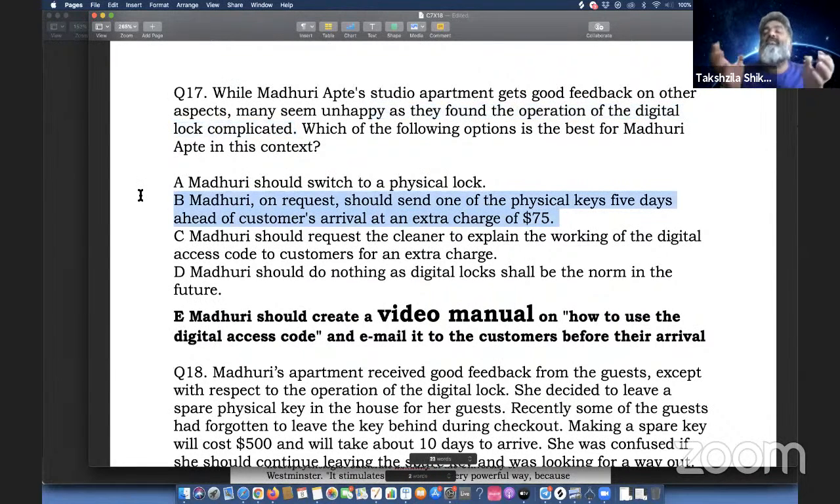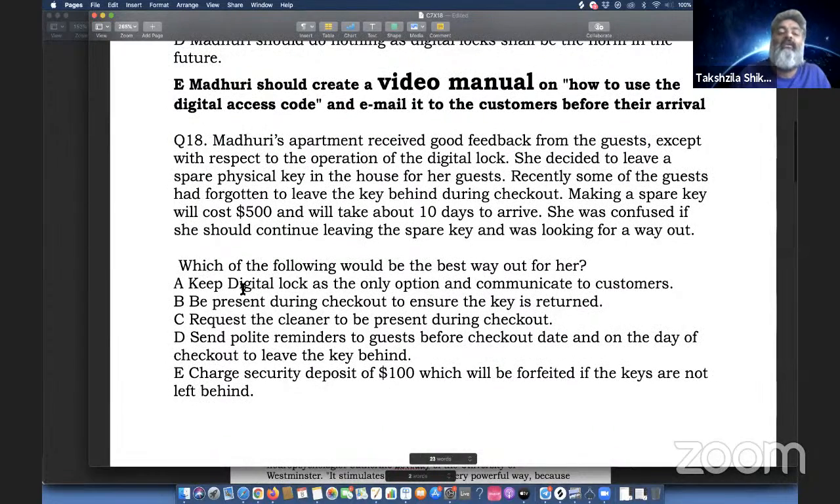Now, if you remove everything, right? If you do not know how to make a video and you have like 20 keys lying around, you're living in Bombay and you're like, acha, I have keys and I'll just send a boy, it's nothing for me. So it's not that there's something very wrong with B. It is just that you have to look for the best possible option out of the choices given. Are we okay with that? So now moving to the next question.